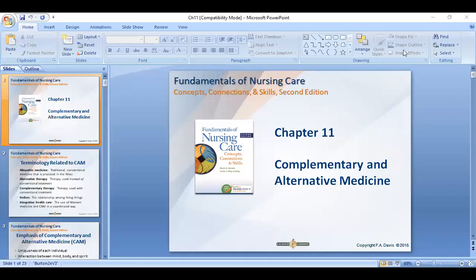Okay, so we're just going to talk about chapter 11, Fundamentals of Nursing Care. This chapter talks about complementary and alternative medicine, shortly called CAM. So if you ask me, what is complementary and alternative medicine?